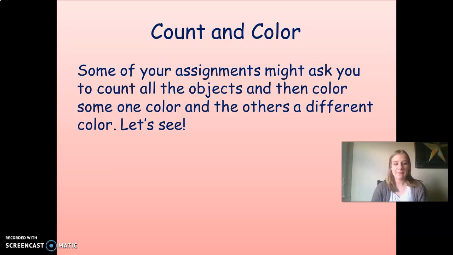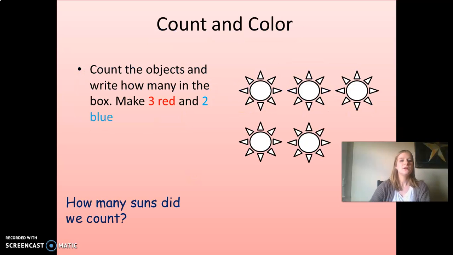Some of your assignments may also ask you to count in color. So our job would be to count all of the objects and then color some of the objects one color and the rest of the objects another color. So let's try that out. So our job is to count and color these suns. So it says count the objects and write how many in the box. Make 3 red and 2 blue. So let's count our suns first before we color.